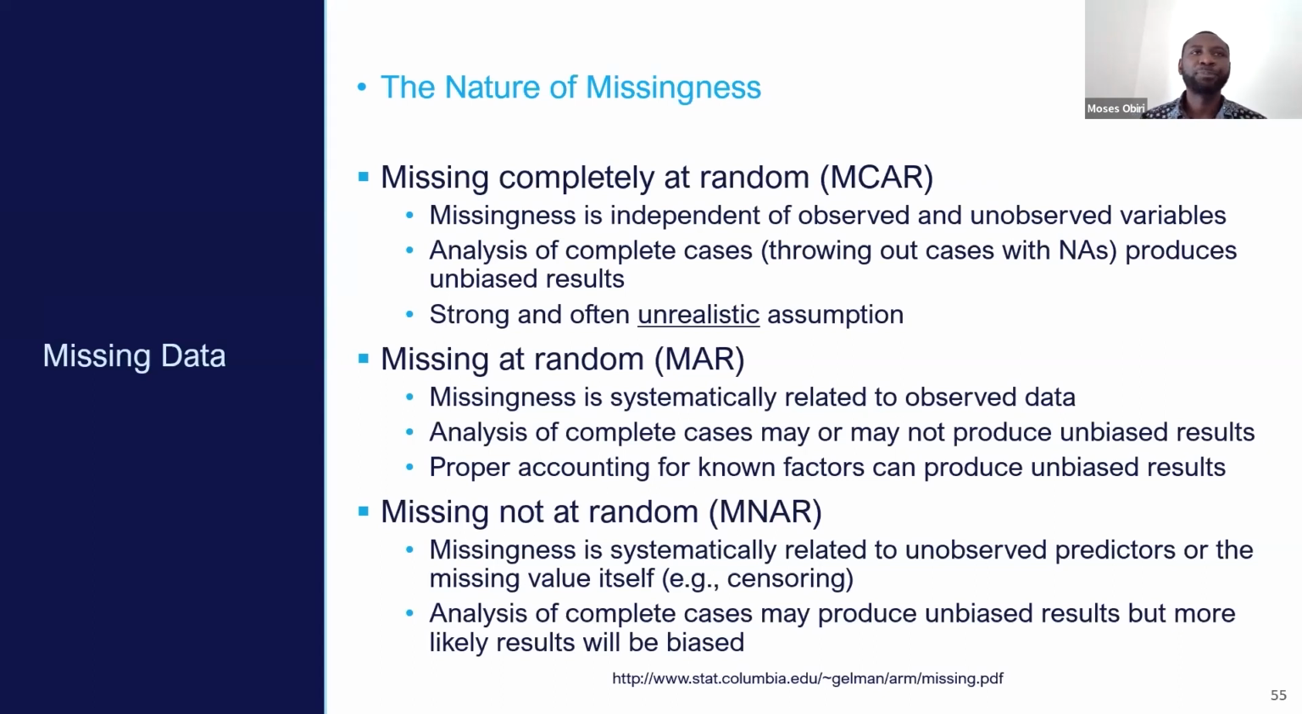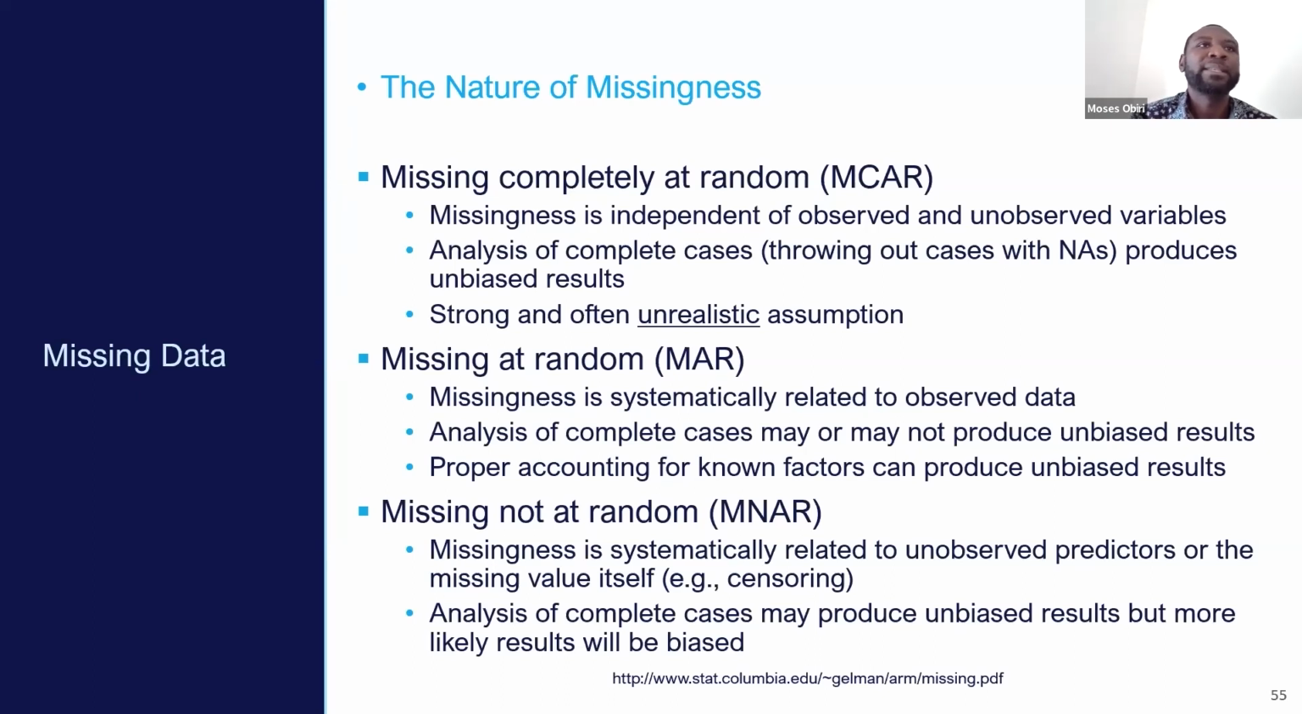And so when you have missing at random, analyzing the complete cases may or may not produce unbiased results depending on how you analyze them. If you are able to account for all the relevant variables in the data set that are related to your missingness, then you can produce unbiased results. But if you are not able to do that, then the result you get may likely be biased, because ignoring the missing values will lead to a sample which will not be representative of the population.